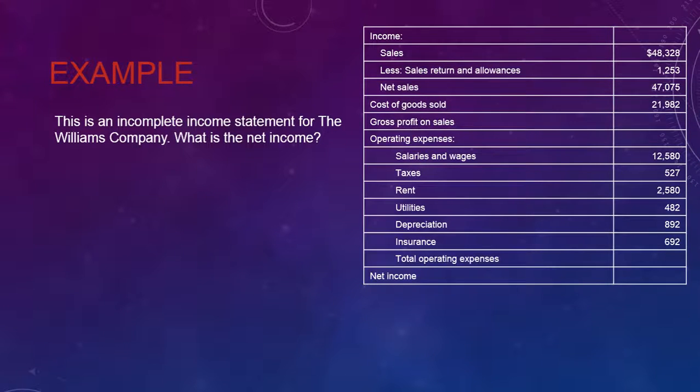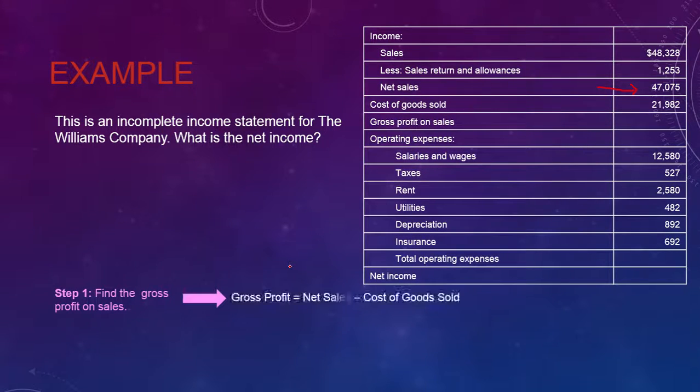All right. Here's another example, very similar to the previous slide, except this time I already gave you what the net sales is, which was the A value in the previous slide, so we didn't have to do that. Basically, we're skipping it. The first step is to find the gross profit on sales. Same formula as before. It is simply the net sales minus the cost of goods sold. If we do that, we get $25,093. So it goes right here if you wanted to write it in there.